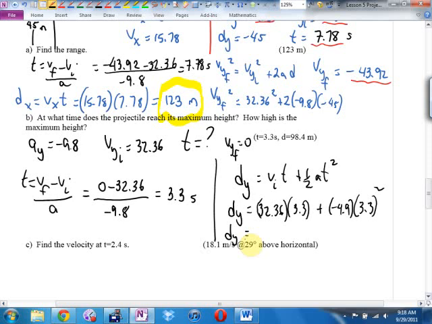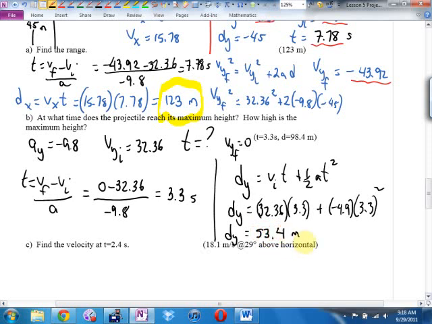Do you get 98.4? I don't think you do get 98.4. In fact, I know you don't, people who are faking it on their calculators. What do you get? Louder, Katie. You get 53.4 meters. Why is that not the maximum height? Why is the actual answer 98.4 like I wrote in brackets?